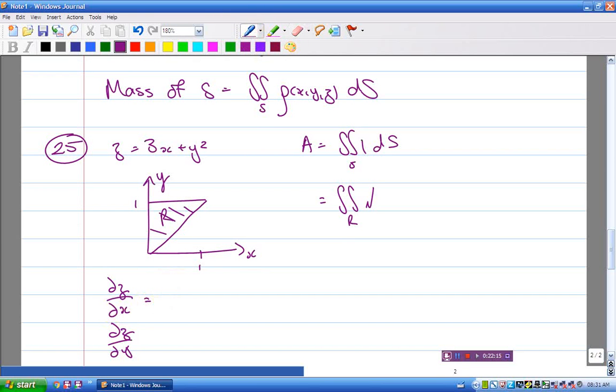dz by dx is 3, dz by dy is 2y, so this is the square root of 1 plus 9 plus 4y squared, dA.